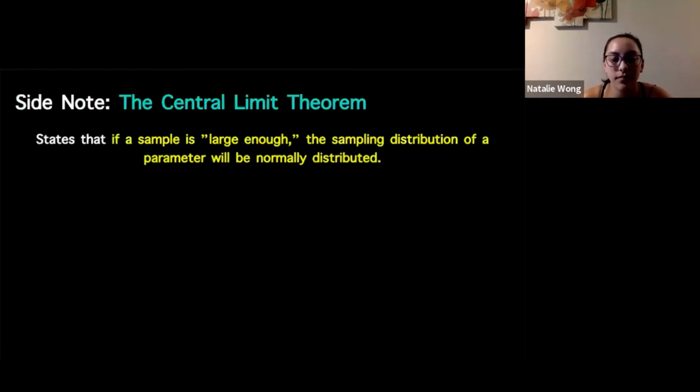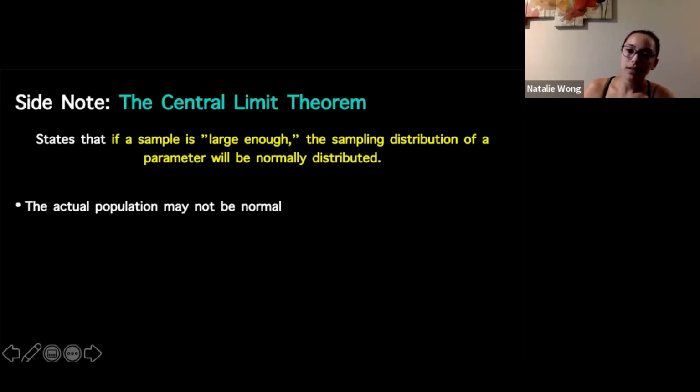As a side note, I also want to talk about the central limit theorem, which states that if a sample is large enough, a sampling distribution of a parameter will be normally distributed. So remember, a parameter is a measure of a population, and a statistic is some measure of a sample. That's why I use the term sampling distribution instead of saying the population is normally distributed. We have to say the sampling distribution, or the sample means thrown into a single distribution, because the actual population may not be normal.